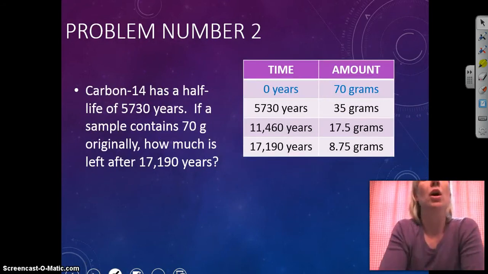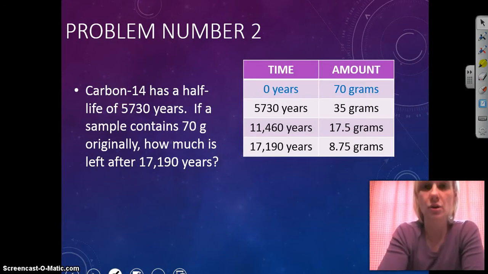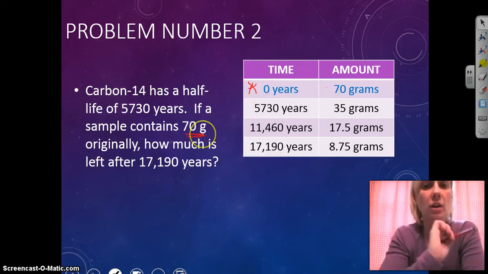All right, problem number 2. Carbon-14 has a half-life of 5,730 years. If a sample contains 70 grams, how much is left after 17,190 years? Same thing. Start off over here. This is my time 0. This is my amount. It's given in the problem.